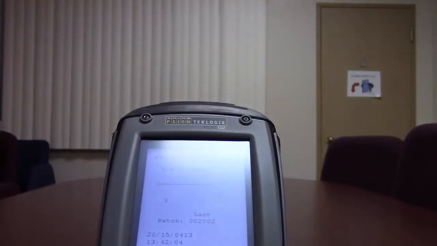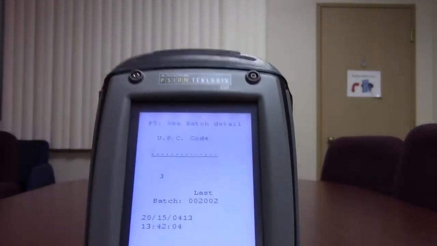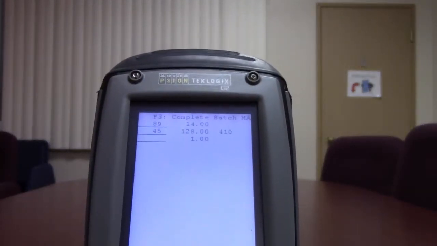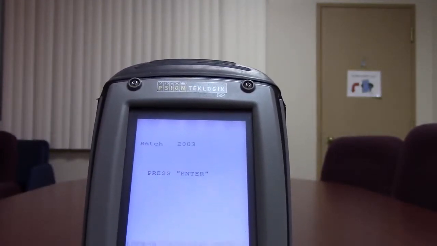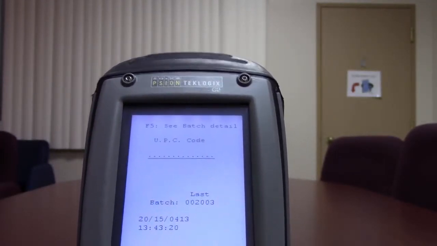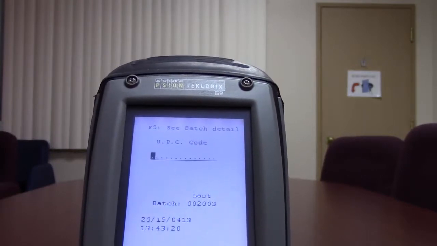When going on break or on lunch, you have to close your batch. If you don't close your batch and your handle loses connection with the network, you will lose your batch. So you just have to press F5, F3, enter the zone, press enter, enter again, and your batch is closed.